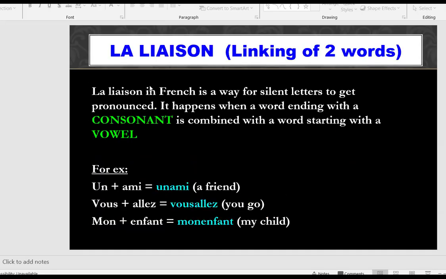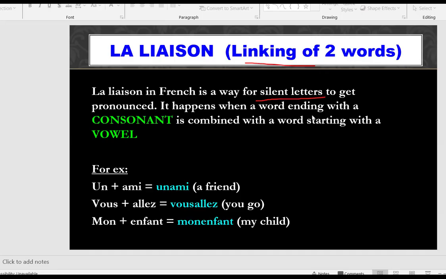We have one more rule. This is also very important. Just write this rule as well. La liaison. In French, la liaison means linking of two words. Okay, we join two words. क्या होता है ये? La liaison in French is a way for silent letters to get pronounced.